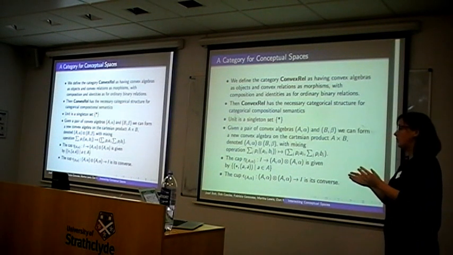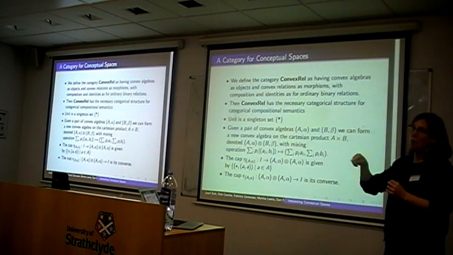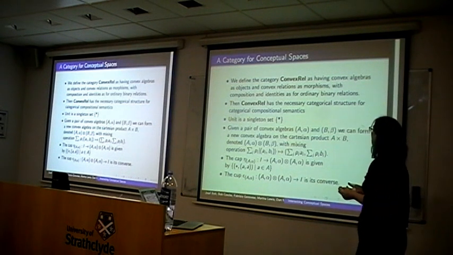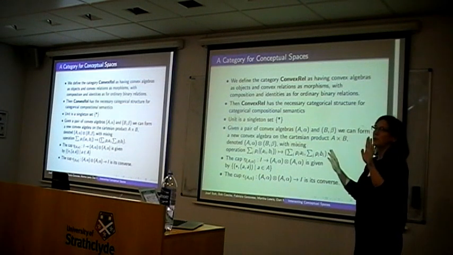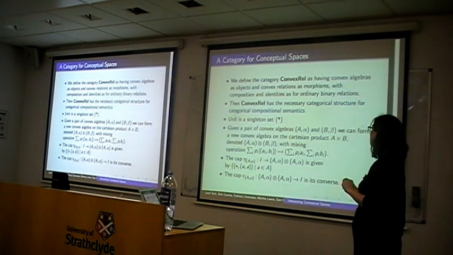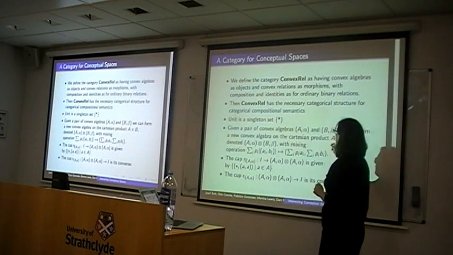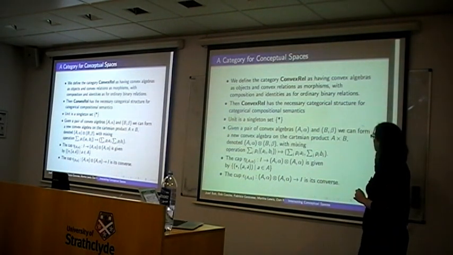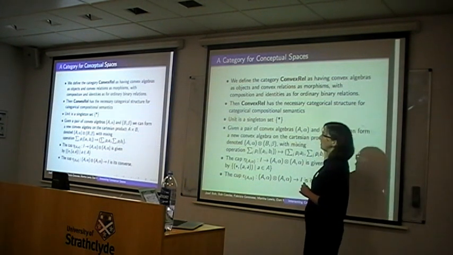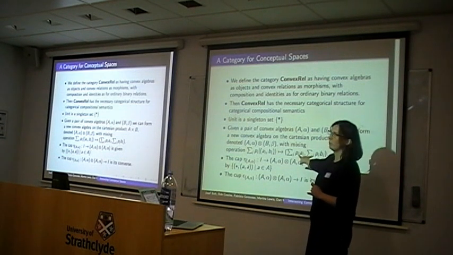So what we do need here is essentially being able to do these cups and caps that form the grammatical reductions that Bob was talking about. And also being able to take the tensor product of two such algebras. So the unit is just the singleton set. The tensor product is the Cartesian product on the two sets, with the mixing operation applied pointwise.